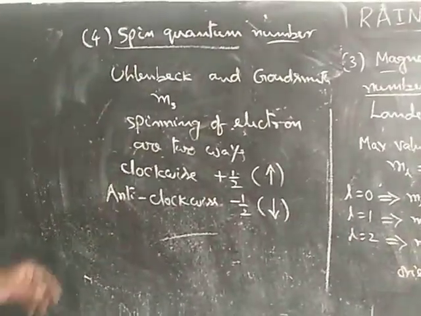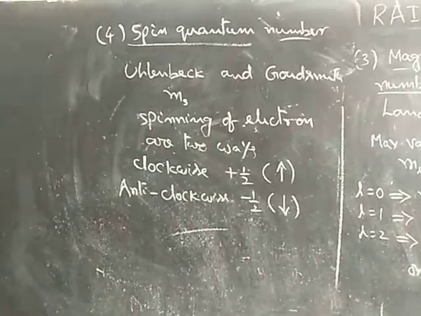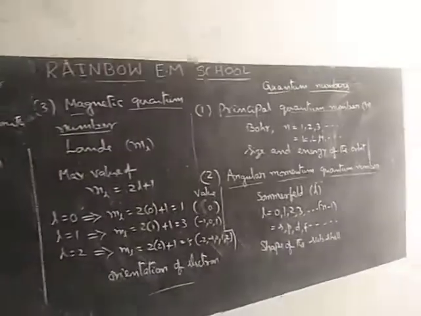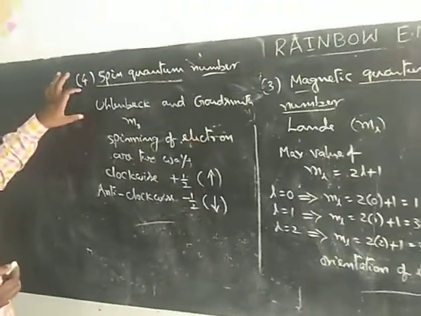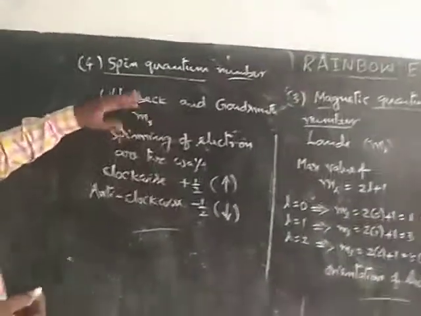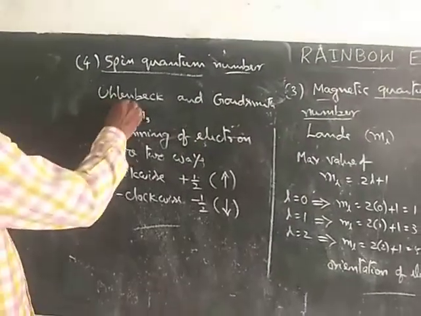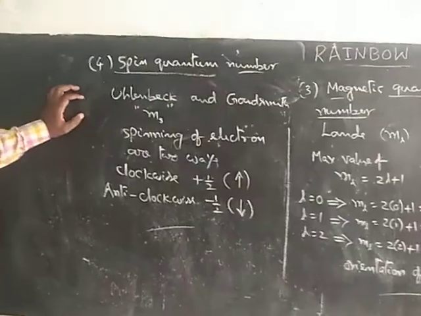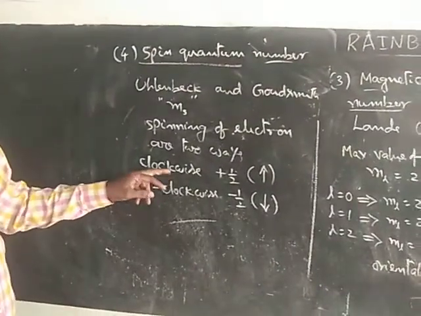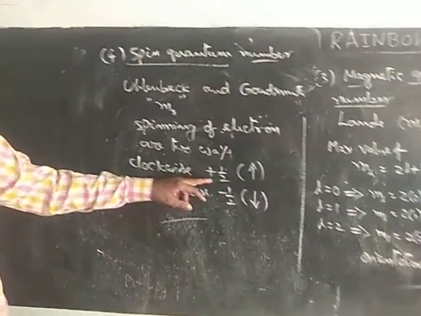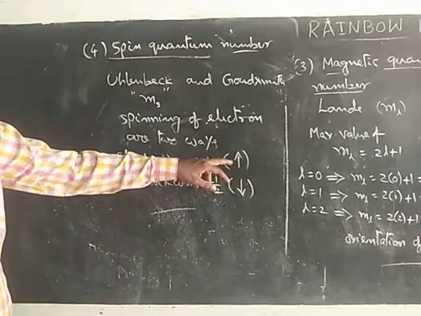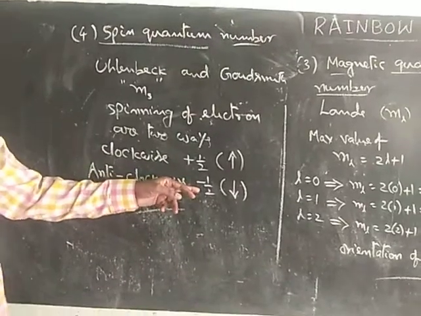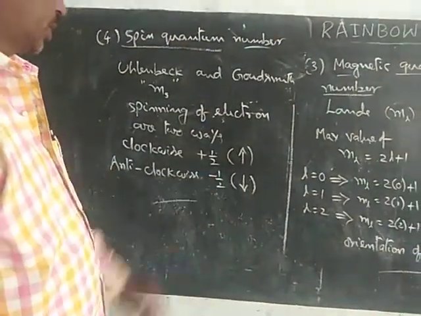And in total, 4 quantum numbers are there: principal quantum number, angular momentum quantum number, magnetic quantum number, and spin quantum number. The spin quantum number was proposed by scientists Uhlenbeck and Goudsmit, denoted by letter ms. That means this indicates spinning of the electron. The electron spins in two ways: clockwise spinning and anti-clockwise spinning. Clockwise means +1/2, denoted by an upward arrow. Anti-clockwise spinning has value -1/2, denoted by a downward arrow.